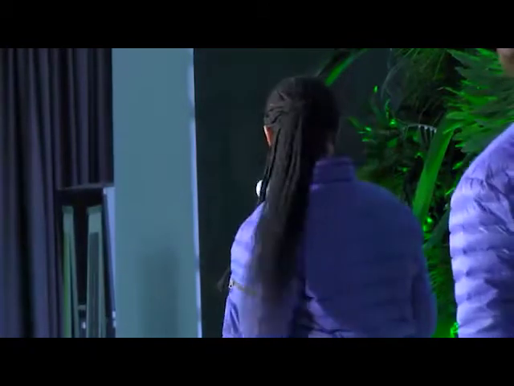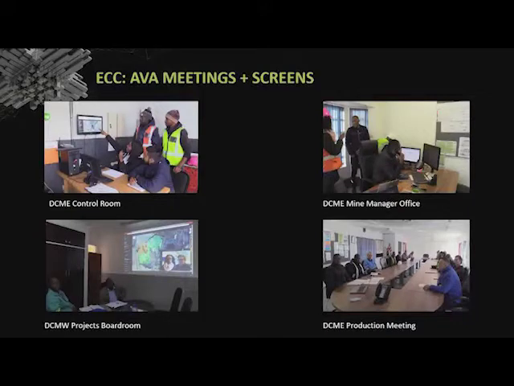Through AVA, we have screens displayed all across the mines, and these screens can be found in our mine control room, our engineering workshops, as well as our projects boardroom. This allows the engineering and the mining teams to be able to react quickly when and if required.